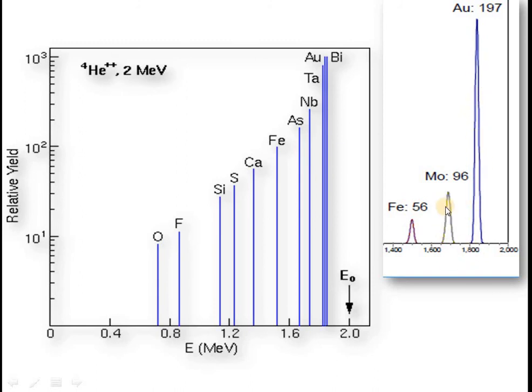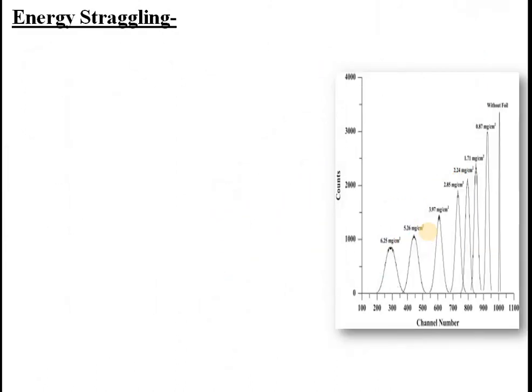We call them Gaussian peaks because they give a Gaussian type of curve, so they have finite width. The reason for this width is that particles undergo what is called energy straggling. That means all particles that enter the target must collide with the target atoms and scatter off, so they have to pass through some bulk of the material.